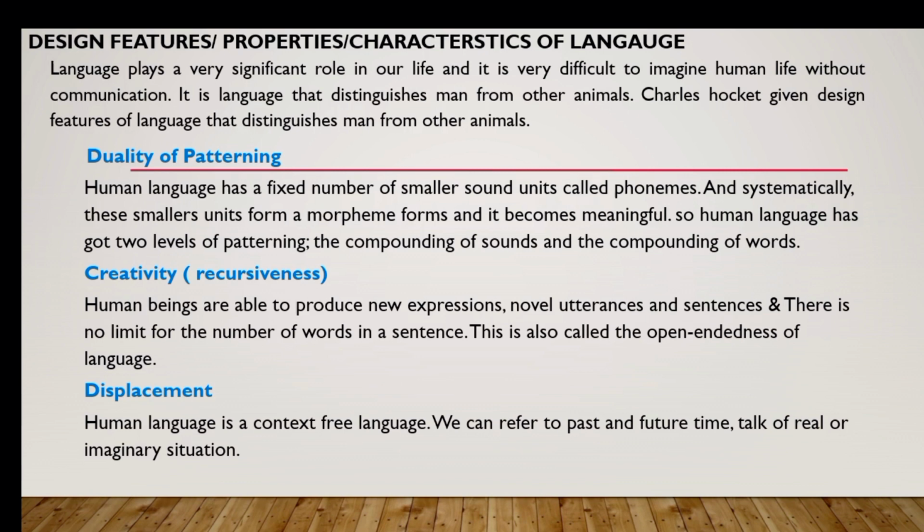The third design feature is displacement. Human language is context-free. This means he can talk about the past, he can talk about the present, and he can talk about the future. He can even think in imaginary form. It is his ability, his aptitude, that only human beings possess.